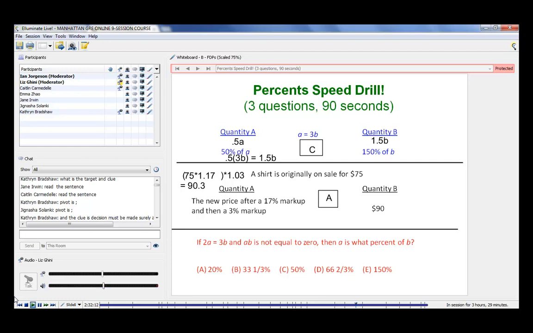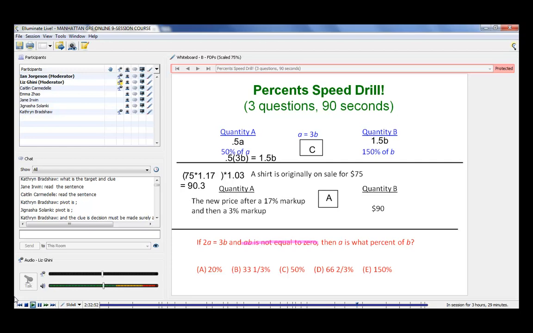All right, now this is a very interesting problem. If 2a equals 3b and ab is not equal to 0, what is ab not equal to 0 telling us? This is a very important point. Type it in. What does ab not equal to 0 mean? If 2a equals 3b, a and b are non-zero. Neither is equal to 0, so that gets rid of the creepy numbers.